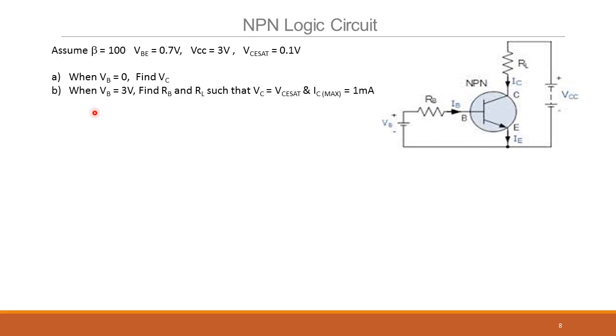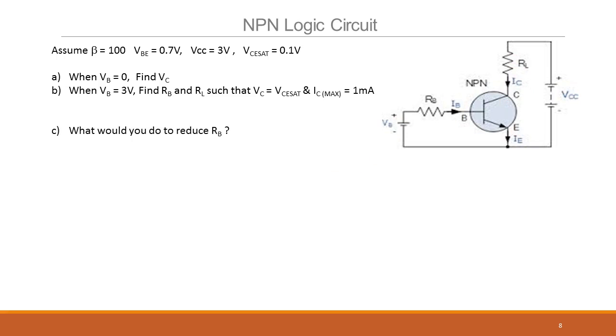When VB is now biased with 3 volts, find RB and RL such that VC, the collector voltage, is this 0.1, VC is set, and the collector current is set to 1 milliampere. So this is called biasing the transistor. You're going to choose RB and RL given these external voltages such that there is a set of terminal voltages set on the bipolar transistor as well as setting the current IC. This is called biasing the transistor. You choose RL and RB.